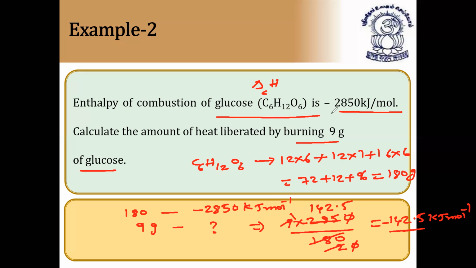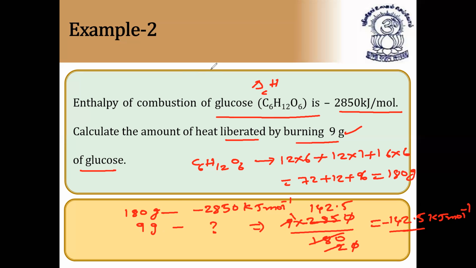So to burn 180 grams, this much heat is required. So to burn 9 grams, how much heat is liberated? For burning 1 mole of glucose, we got minus 2850 kilojoules; this much heat is liberated. So when 9 grams of glucose is burned, how much heat is liberated? They are asking. So by using this, we can say 180 grams of glucose gives minus 2850 kilojoules per mole of heat energy. So when 9 grams of glucose is burned, how much heat energy is given out? That is equal to minus 142.5 kilojoules per mole.